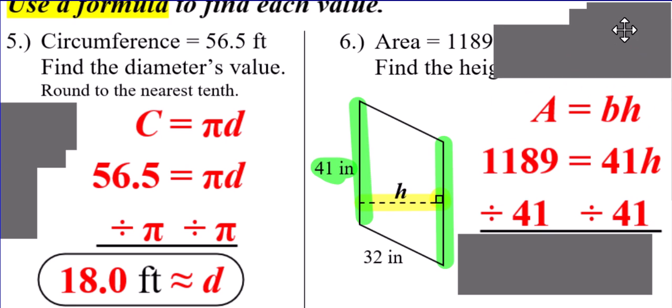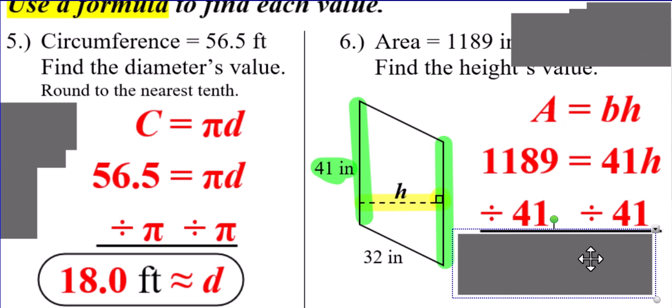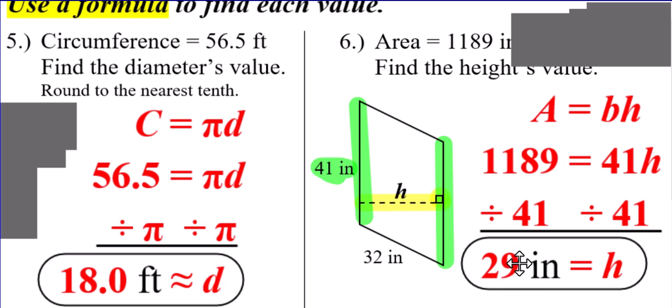All right, the inverse of multiplying by 41 is dividing by 41. Using your calculator, you will get 29. This worked out to a nice whole number. 29 inches, not square inches, area is square inches. Height is regular inches.